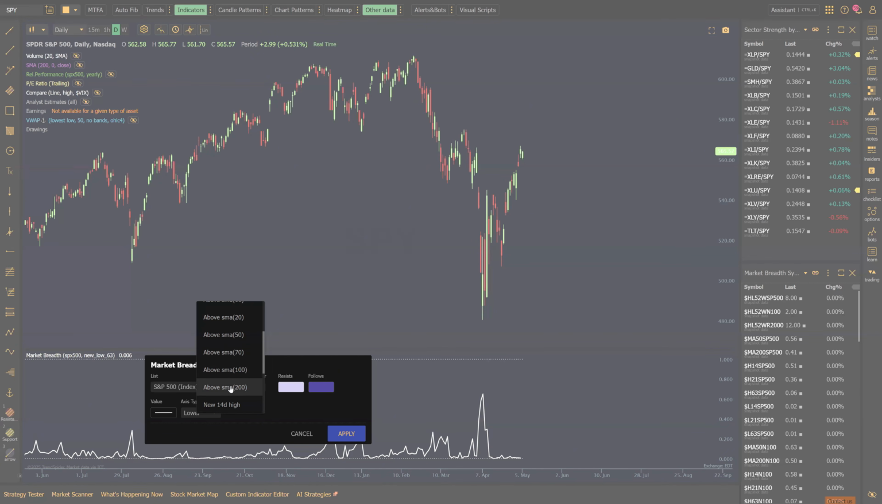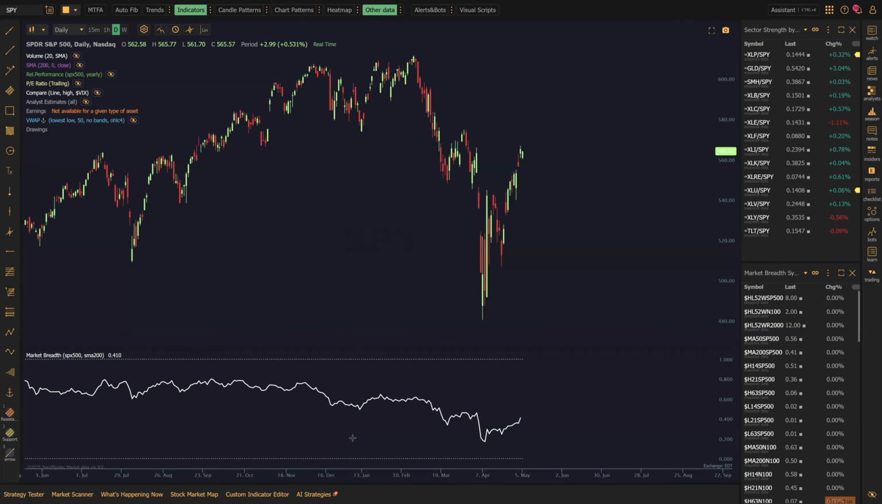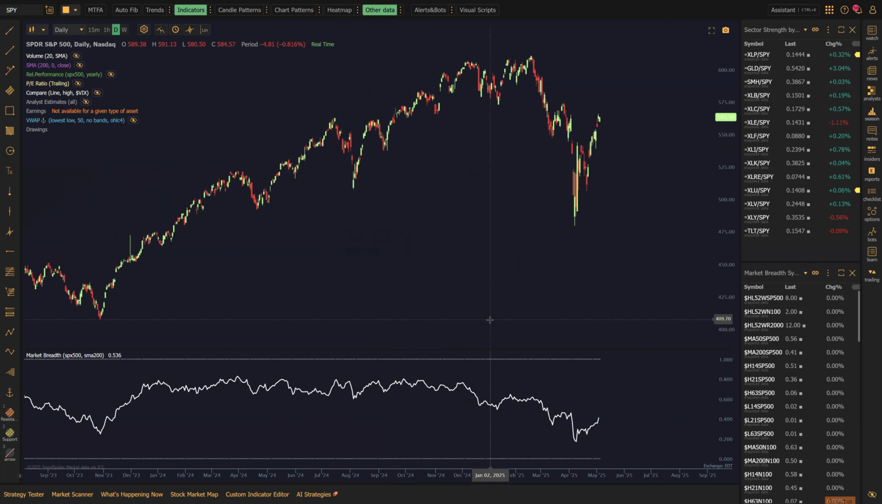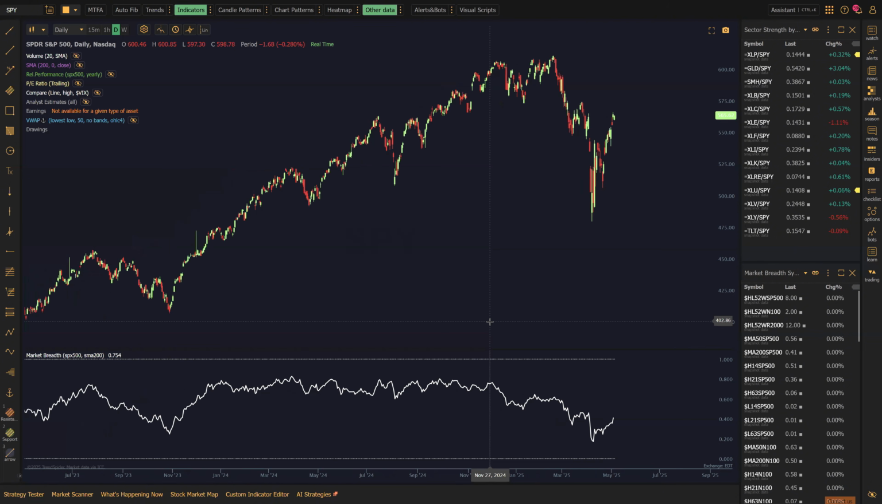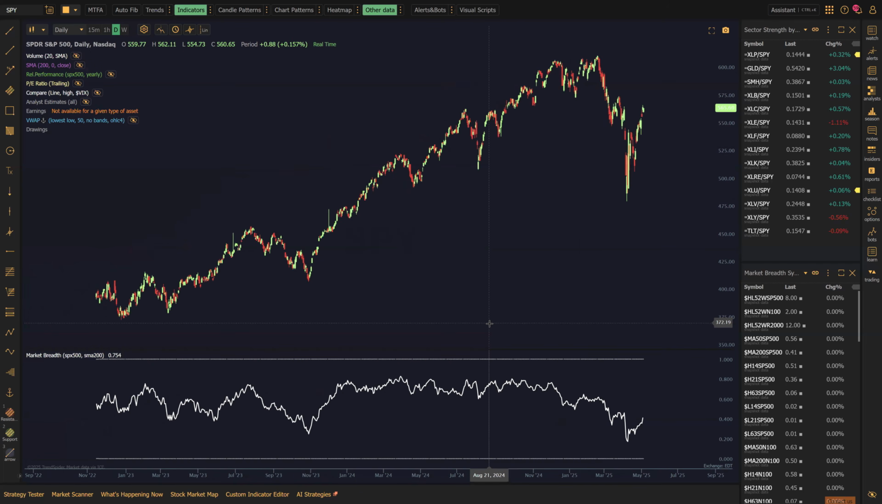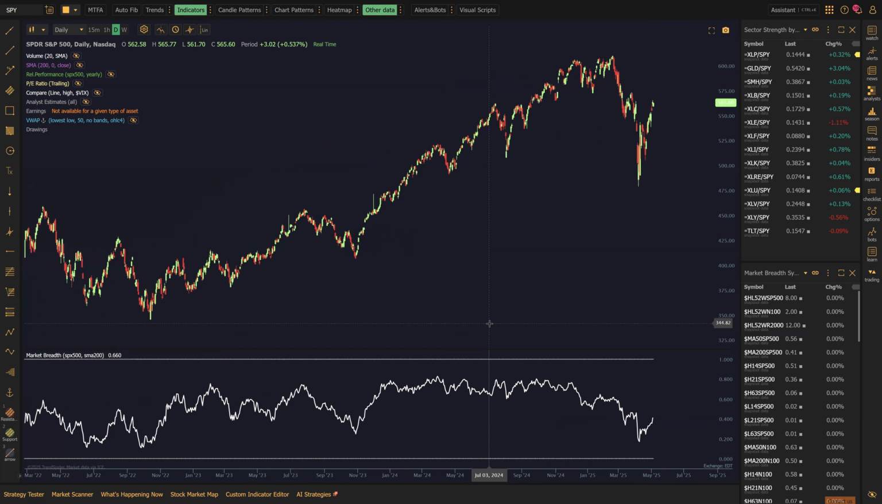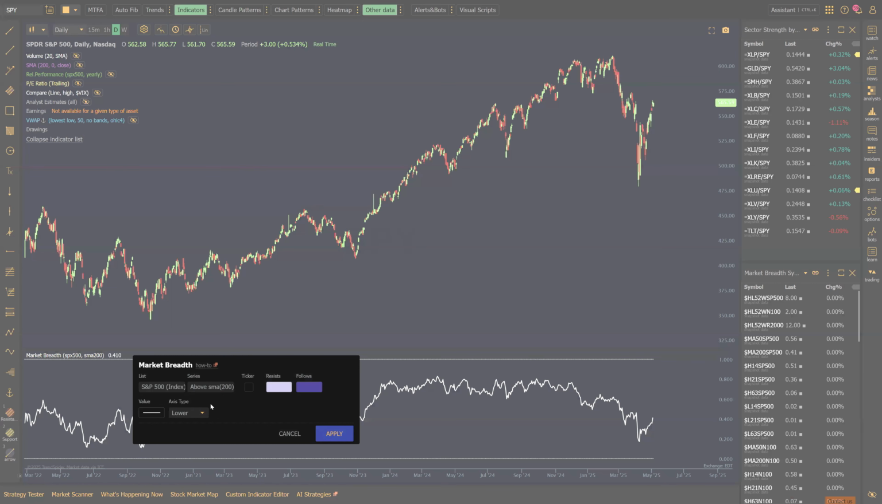So what do these tell you? If I do the above SMA 200 one and I click apply, this line is essentially going to plot the percent of stocks within the S&P 500 that are above the 200-day SMA. So it's allowing you to see the overall strength of the stocks within the index itself. So that one is cool.